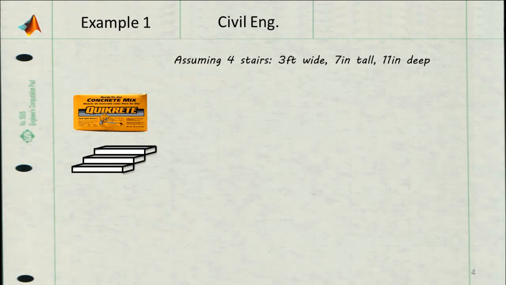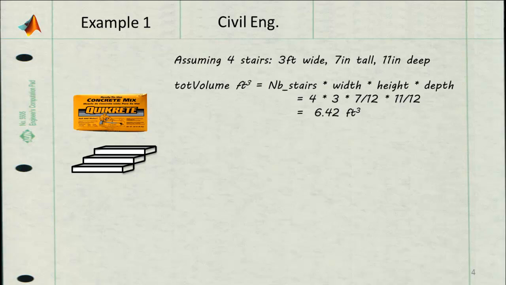So, a quick example. Assuming we want 4 stairs, or 4 steps, 3 feet wide, 7 inches tall each, and 11 inches deep each. As far as the total volume that we're going to need, it's a simple multiplication. Don't forget the unit systems. We have inches and feet, so everything needs to be moved back into feet.